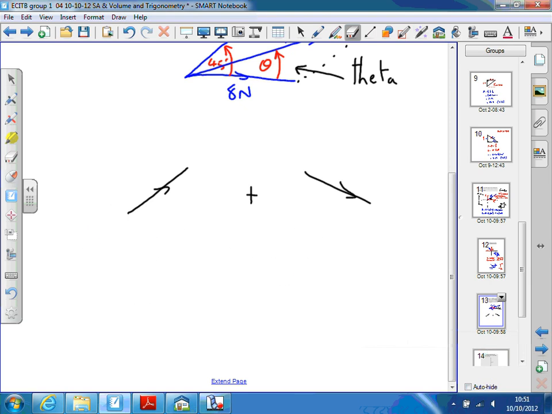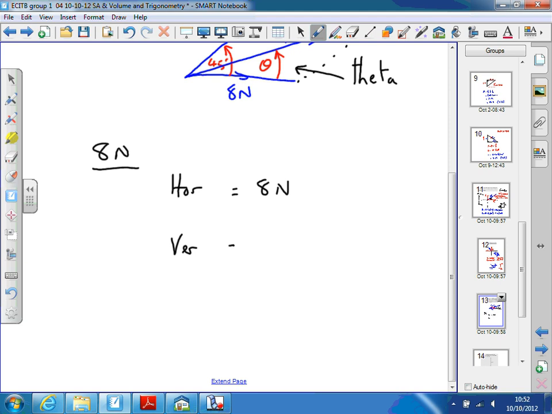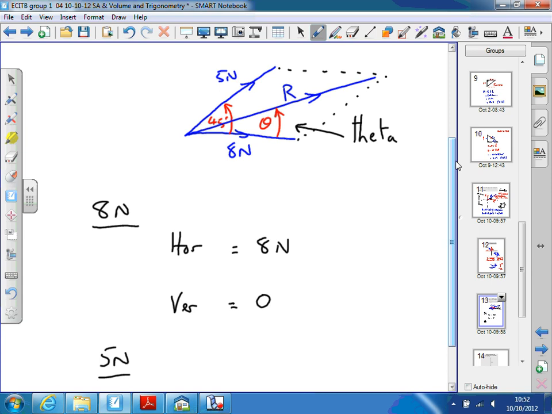So what we're going to do is take the 8 Newton force and find the horizontal component and the vertical component. If we look at just the 8 Newton force, this is actually quite straightforward because it's only got a horizontal component. The horizontal component is 8 newtons. The vertical component is 0. There's no components of this 8 Newton force acting upwards or downwards. Okay? Then we take the 5 Newton force and do the same thing. What's the horizontal component of the 5 Newton force?